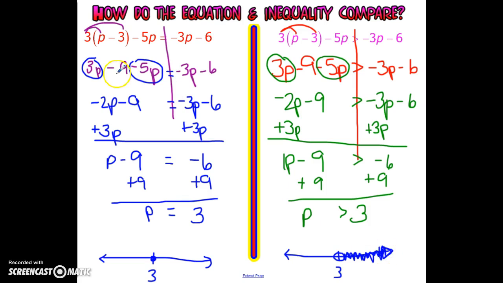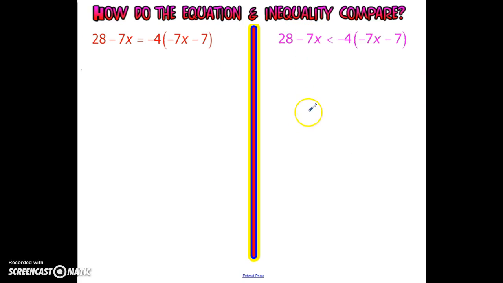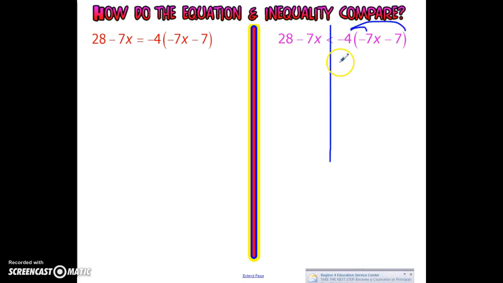All right, let's move on to number 3. Checking out this inequality. Drawing my line, I need to distribute positive 28, since I have a negative times a negative, and plus 28, again, the negative times a negative. And on this side, I had nothing to distribute. I can't combine any like terms, so we're just going to rewrite it.